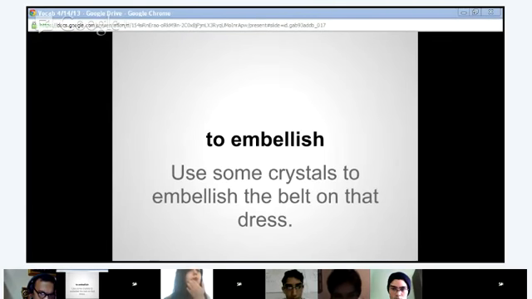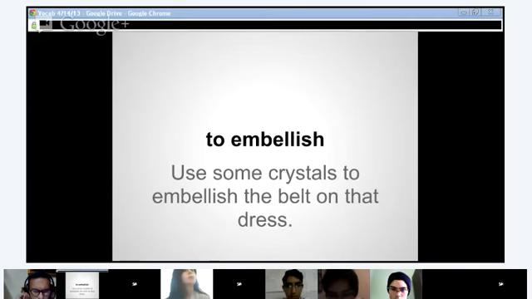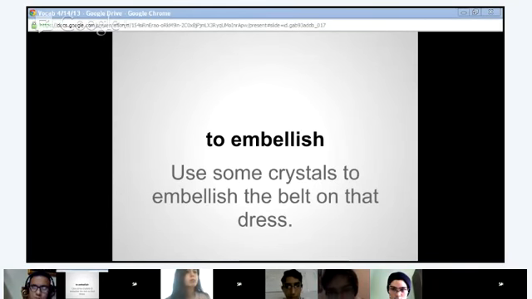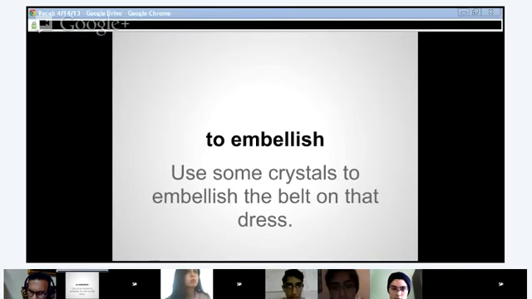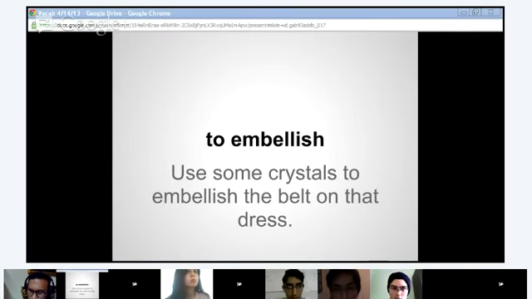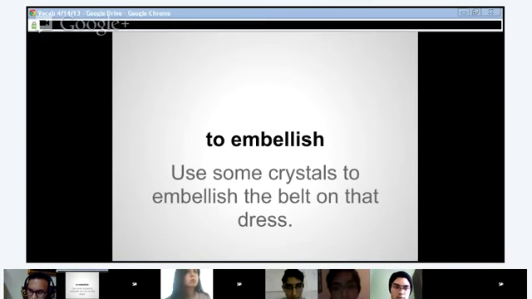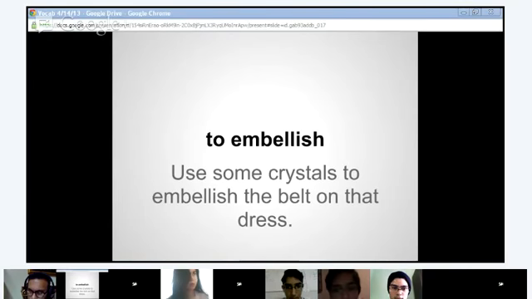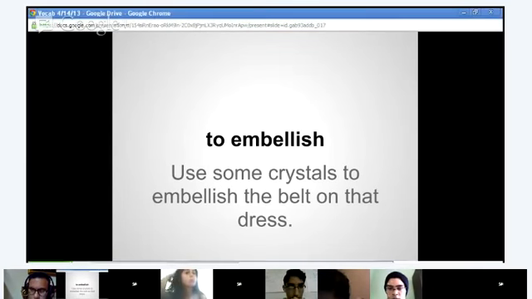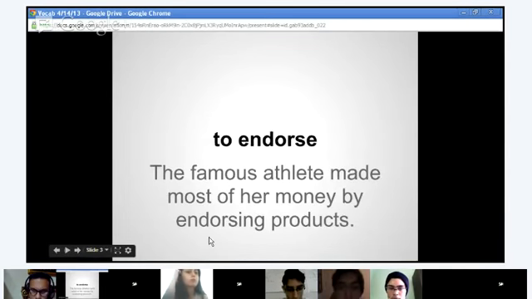Igor, would you like to read this one, to embellish? To embellish. Use some crystals to embellish the belt on that dress. To make more attractive by the addition of decorative details or features. Exactly. What a nice definition. Okay, so to embellish, adding decorations, to decorate, you could say. Okay, very good. Any questions about this one? Okay, everybody's okay with this one? Yes. Very good. Let's go to the next one.